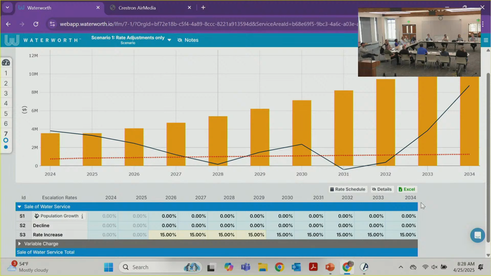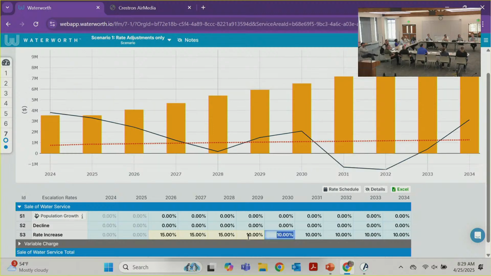So you can see down here, rate increase, I have it, and we can play with it too. If we did 15 for 3 years and then we changed it to 10, you can see that your cash goes below zero right here in 2030.